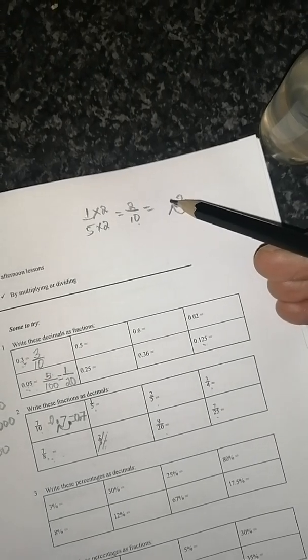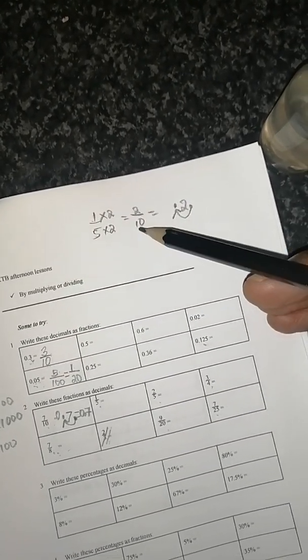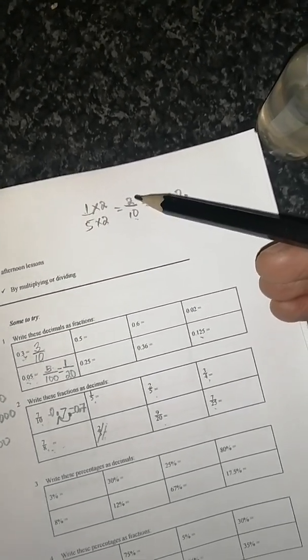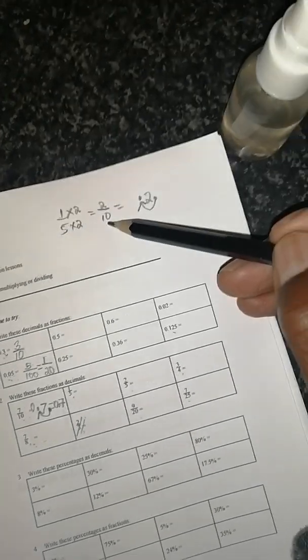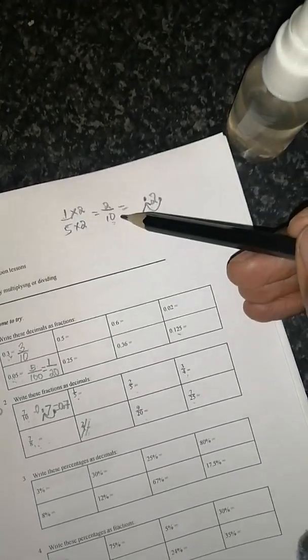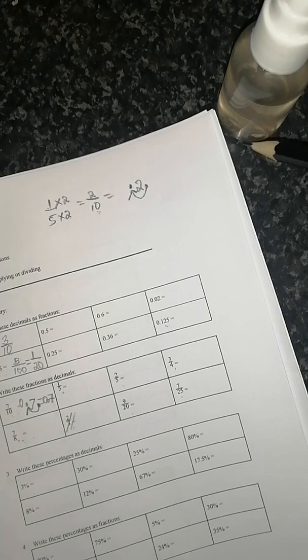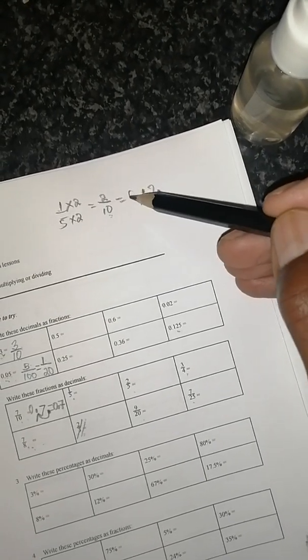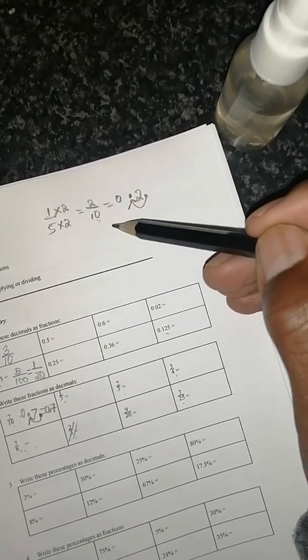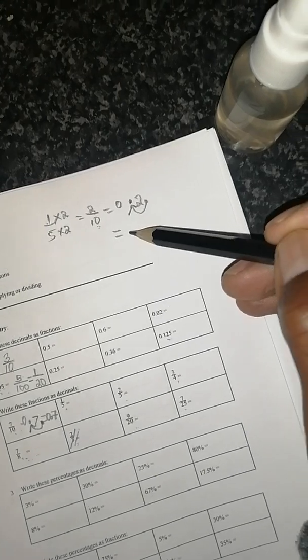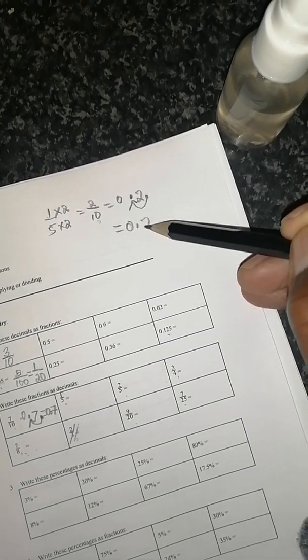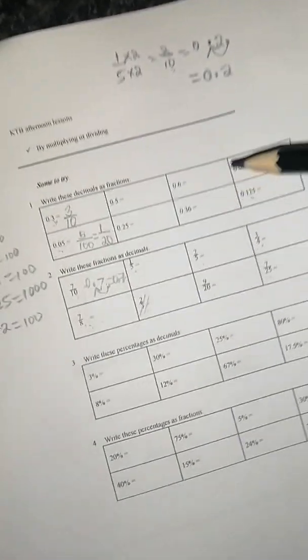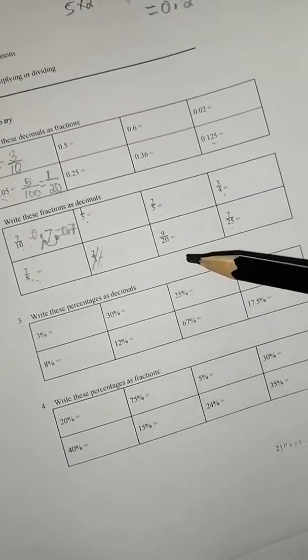And then we move the point backward. Why do we move the point backward? Because 2 over 10 is the same as 2 divided by 10. We are dividing. When you divide, you move backward. When you are multiplying, you move forward. And at the beginning I put 0, and my answer is 0.2. It's easy. You can do the rest.